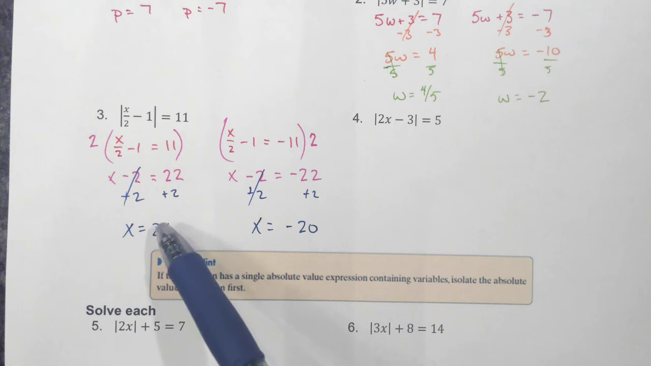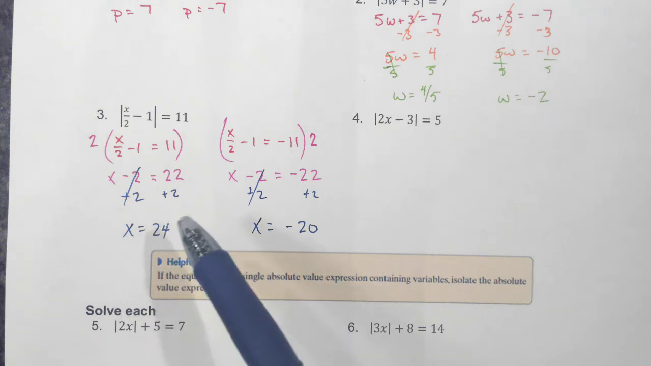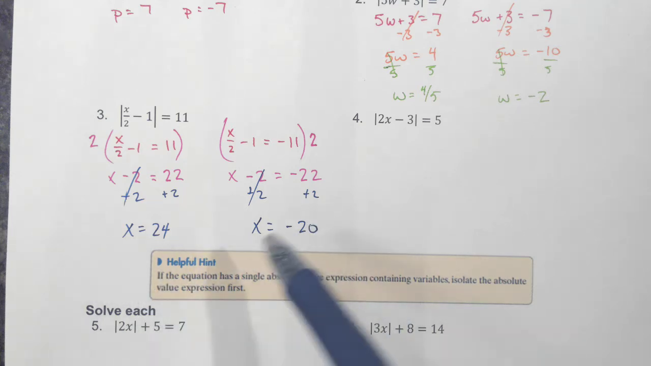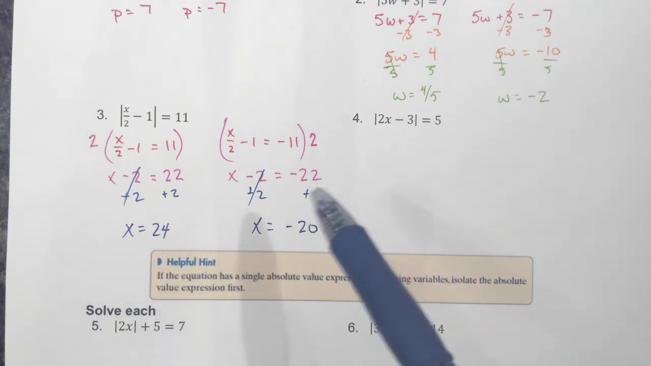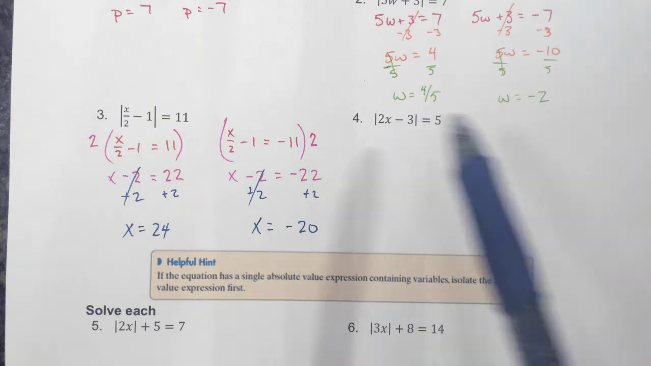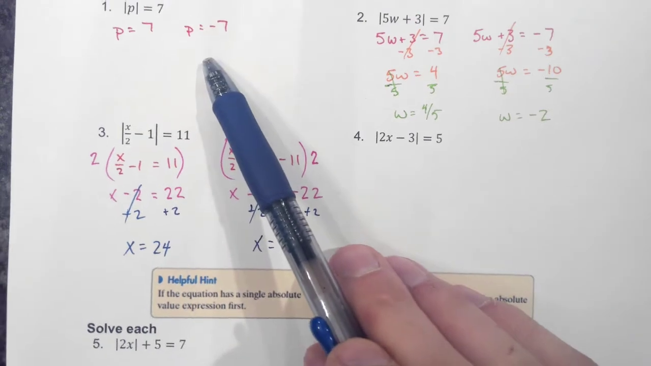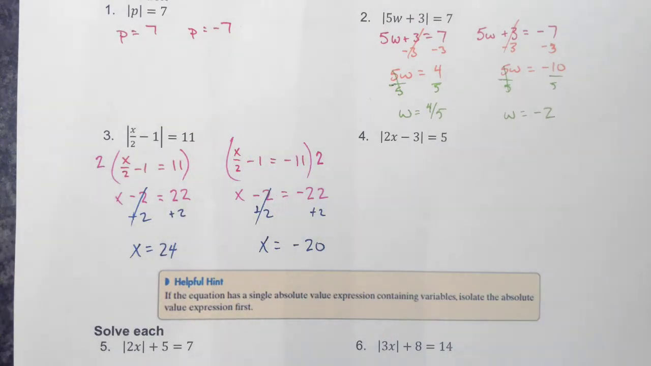Here is where some students will make mistakes. They'll solve the first equation and get 24, so they'll say, oh, the second one must be -24. Well, notice that's not the case here. You always have to solve both of those equations separately because the solutions are never just opposites, except for very simple cases like number 1. If you want to pause the video here and try number 4, that would be awesome.